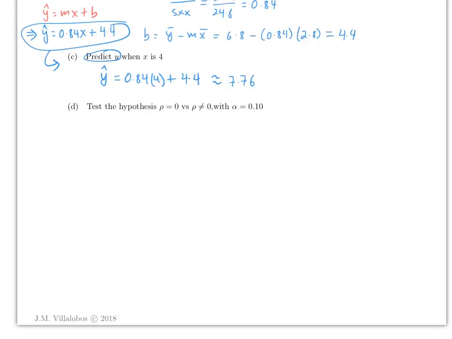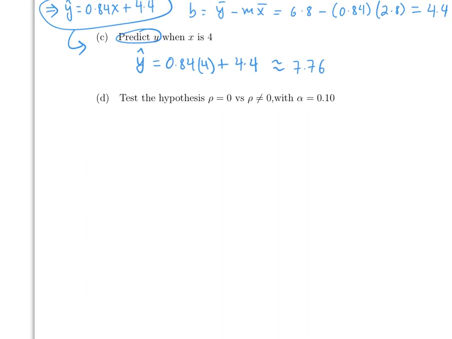Finally, we need to test the hypothesis, which is given right here. They give you step 1. Step 1 is saying the null is the correlation is 0. The alternative, the correlation is not equal to 0. So if you fail to reject, that means there is no correlation. And if you reject H0, that means that there is a correlation between X and Y.